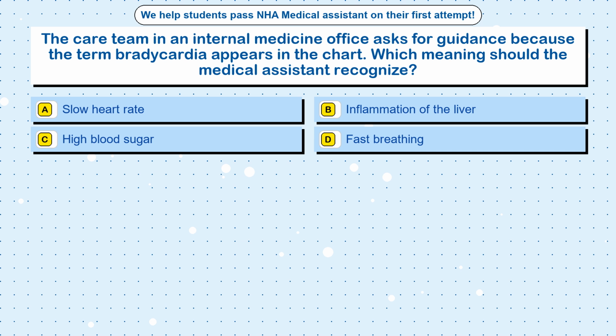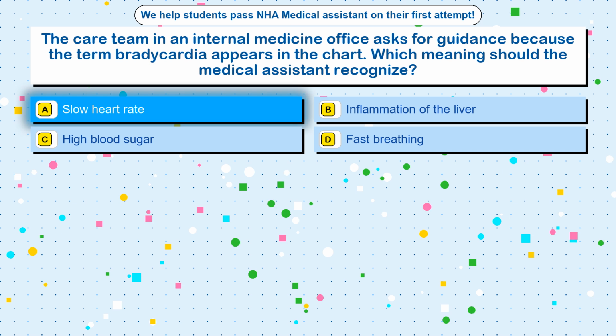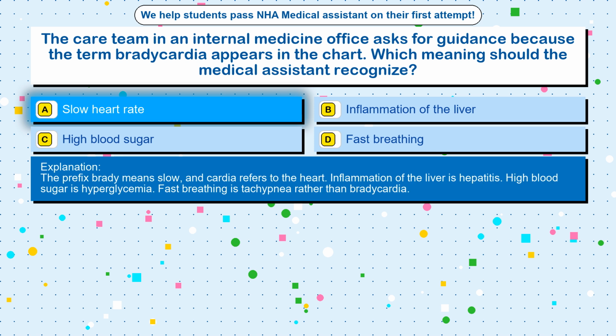Option A. Slow heart rate. Option B. Inflammation of the liver. Option C. High blood sugar. Option D. Fast breathing. The correct answer is option A. Slow heart rate. The prefix brady means slow, and cardia refers to the heart. Inflammation of the liver is hepatitis. High blood sugar is hyperglycemia. Fast breathing is tachypnea rather than bradycardia.